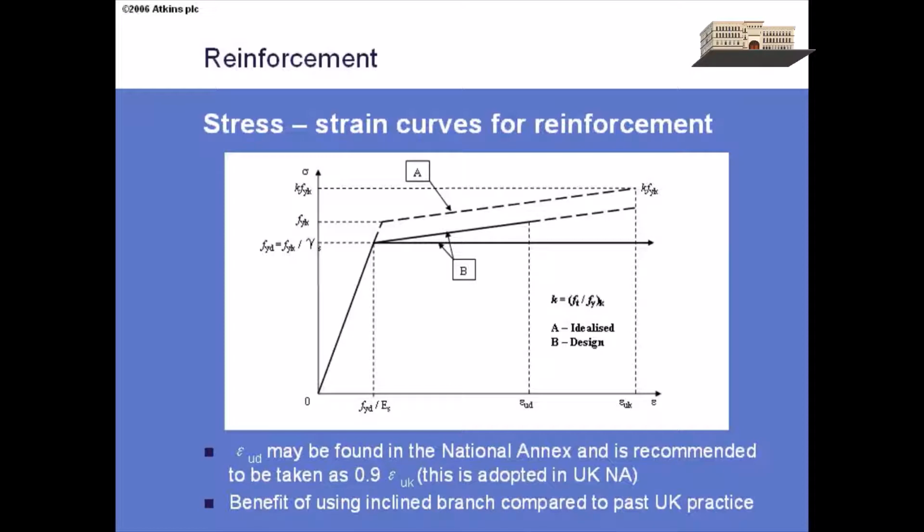Alternatively, we can use a second diagram which has linear elastic up to yield, but then it has a rising branch which goes up to the ultimate tensile strength of the reinforcement. And we can use that, so we can take benefit of the reserve of strength beyond yield. But if we do that, then we have to make sure in our analysis of the section that the strain in the reinforcement doesn't exceed the fracture strain. And that's basically what epsilon UD is. It's 0.9 times the characteristic fracture strain. So if we do that, we really have to use a strain compatibility type analysis and actually physically check what the strain in the reinforcement is.